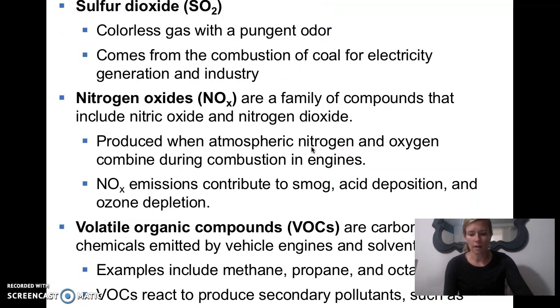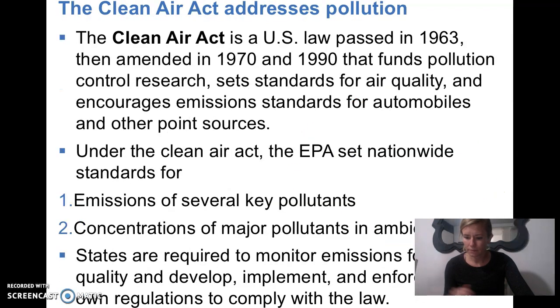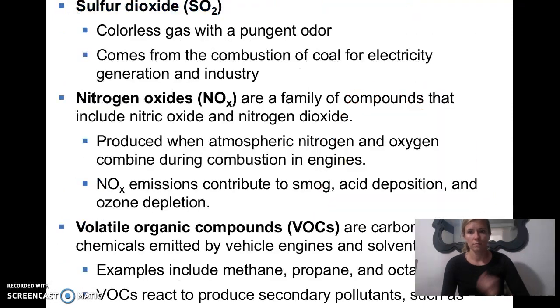Then we have sulfur dioxide. So sulfur dioxide is this little green sliver right there. It's a colorless gas with a pungent odor, and it comes from the combustion of coal for electricity generation and industry. I don't think that's on your slides. I'm not sure why it wasn't there, so I added it.